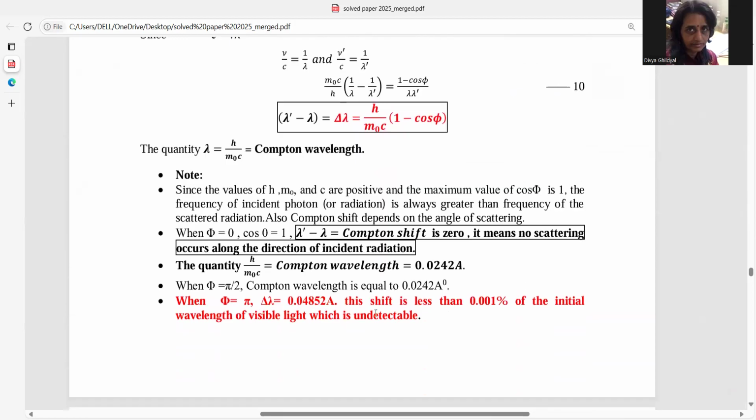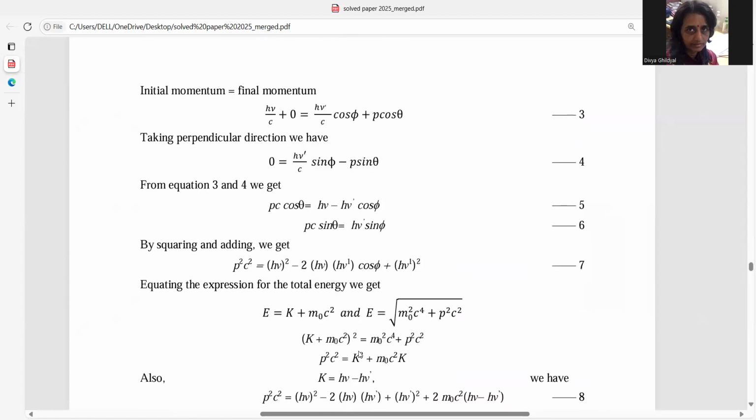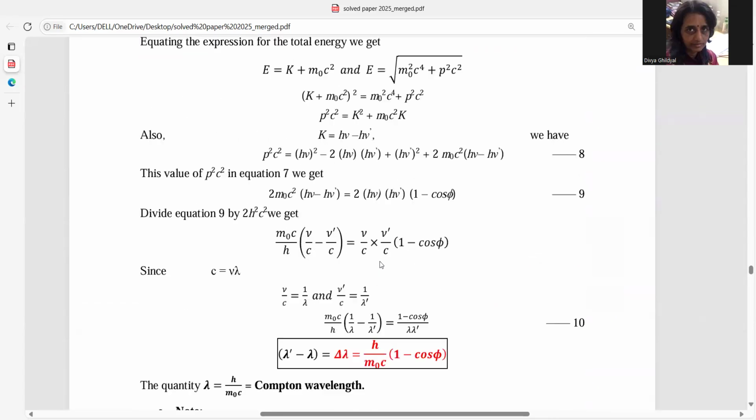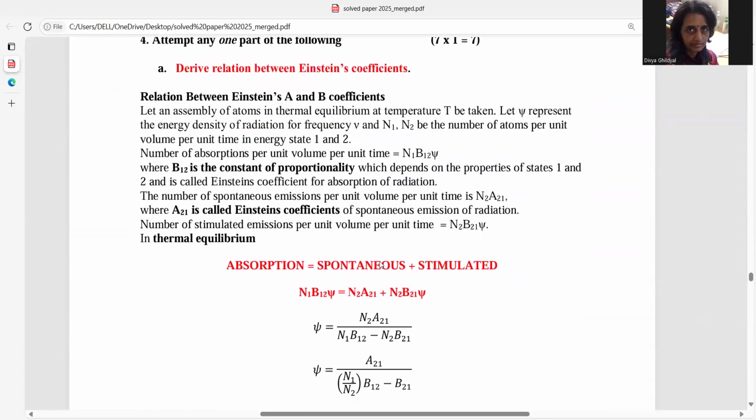Now, why is it not observed? Because this shift is less than 0.001% of the initial wavelength of visible light, which is undetectable. So for this point, you can get 1.5, 2 for this explanatory diagram and this formula. So this is how the 7-mark breakup is going to be.